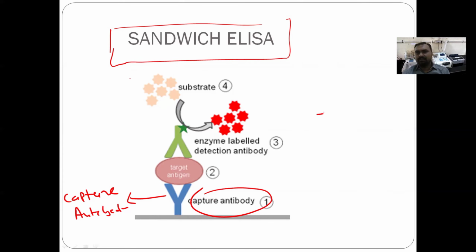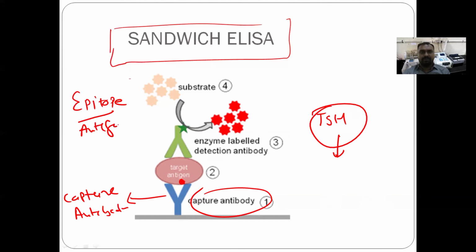Suppose we are expecting TSH. So what we do is use the antibody that is against this TSH, and this antibody will bind to the epitope of that antigen, right? Then we use this antigen. Antigen has many epitopes. What is an epitope? It is a binding site in the antigen where antibody can bind. So one epitope binds with the capture antibody, and to another epitope of that antigen, the enzyme-labeled antibody is added.